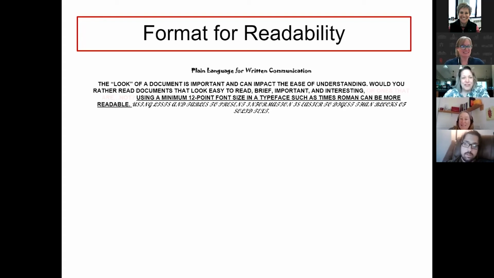The look of a document is important and can impact the ease of understanding. Would you rather read documents that look easy to read, brief, important, and interesting, or ones that are not, using a minimum 12-point font size and a typeface, such as Times Roman, can be more readable? Using lists and tables to present information is easier to digest than blocks of solid text.